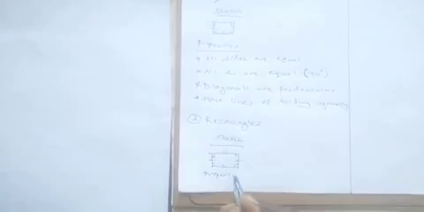Now properties. Property number 1 of a rectangle: opposite sides are equal.